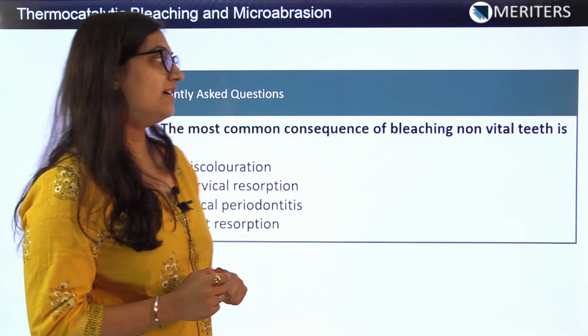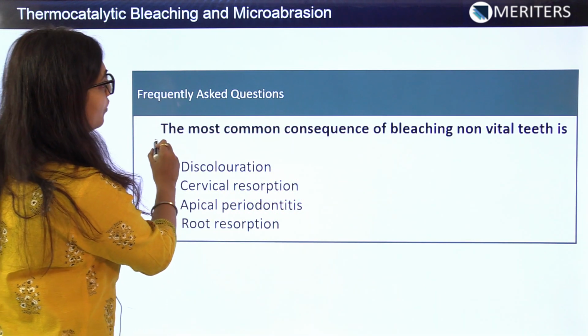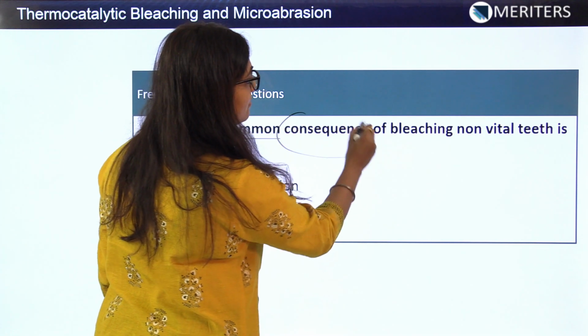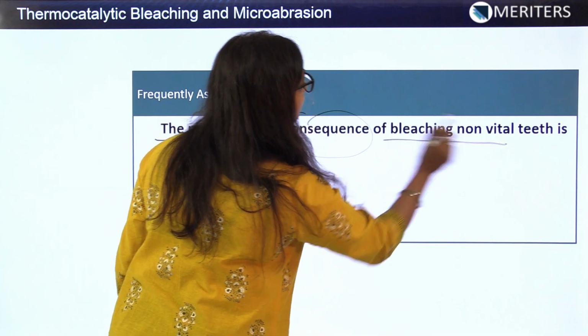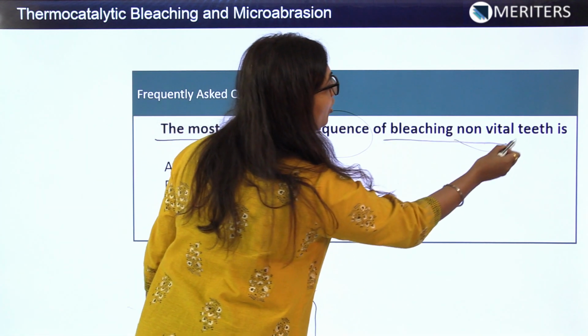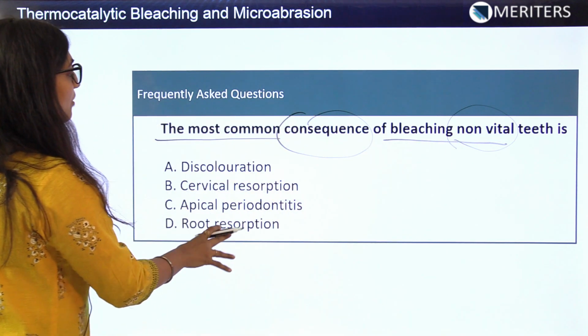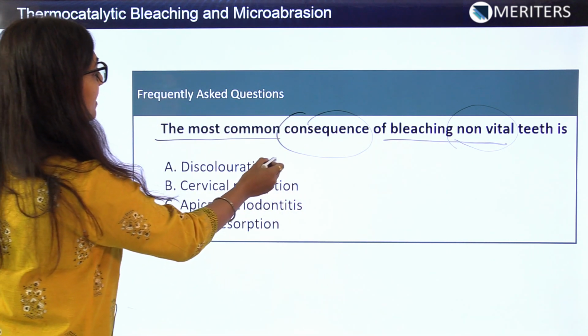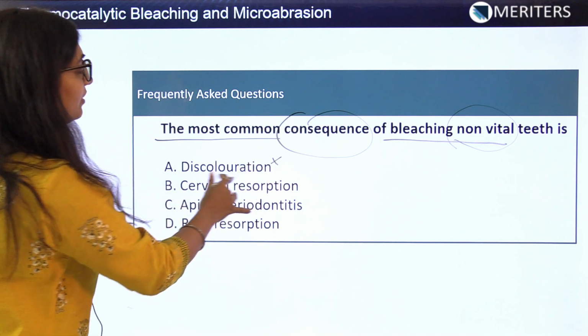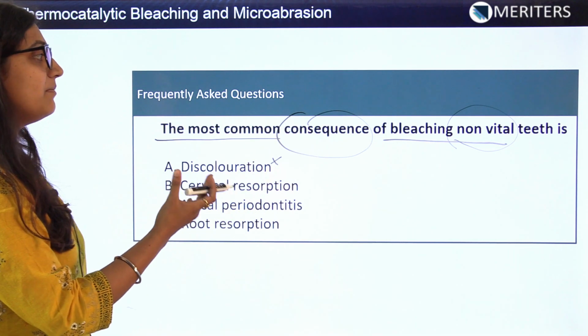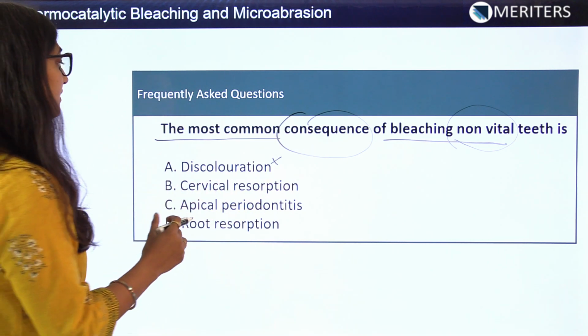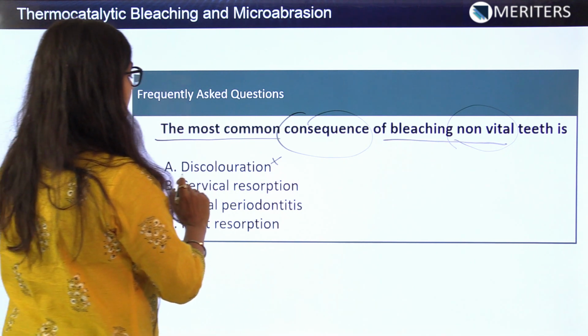The other frequently asked question is, which is the most common consequence of bleaching a non-vital tooth? So here they have asked about non-vital teeth. Let's go through the options. Discoloration cannot be the answer because bleaching is done to remove discoloration, so that we are going back to the natural tooth color. So this is not the consequence.